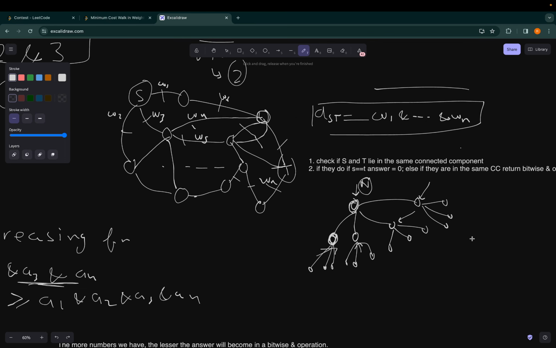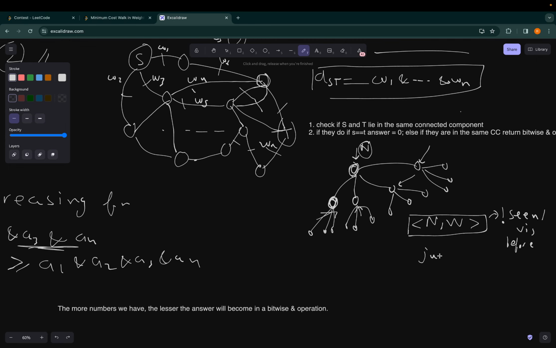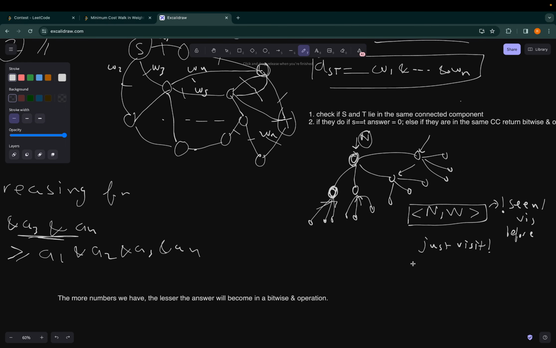And to distinguish when to push into the queue of the breadth first search or not, what we can do is take the node and its weight as an identifier. So if this combination of node and weight has not been visited before, we just visit it, and update the answer by doing this for that component. Okay.